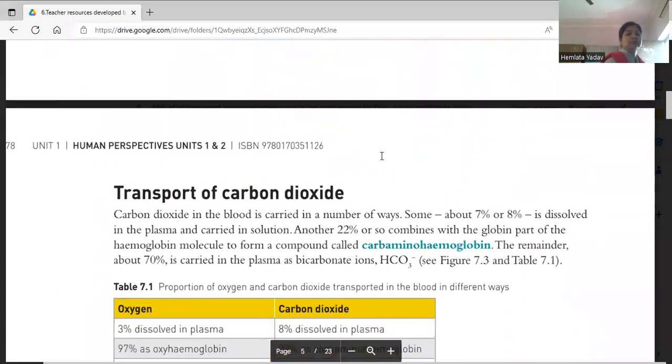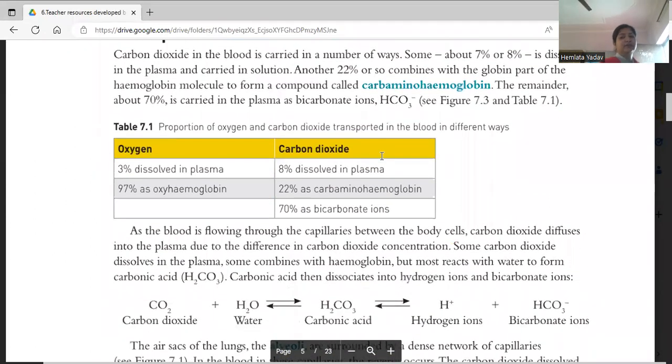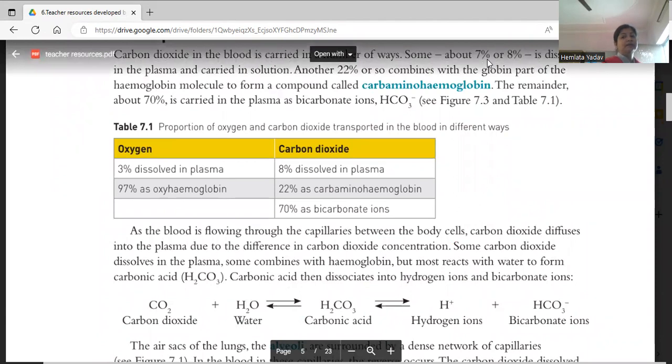Now, transport of carbon dioxide. Carbon dioxide in the blood is carried in a number of ways. Some of it, 7% to 8%, is dissolved in the plasma, and about 22% combines with the globin part of the hemoglobin and becomes carbaminohemoglobin. The remainder, 70%, is carried in the plasma as bicarbonate ions.